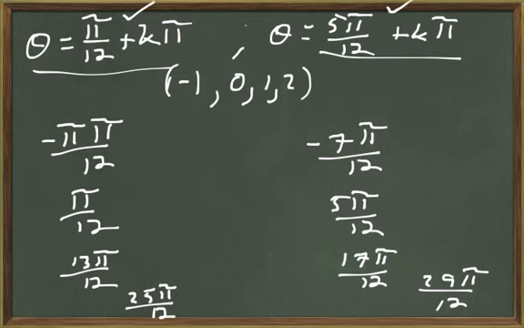Now we just want the interval from 0 to 2 pi. Okay, from 0 to 2 pi. So that eliminates our negative. Okay, so that gets rid of this guy and that guy. Okay, leaves us with pi over 12 and 5 pi over 12, as well as the 13 pi over 12 and the 17 pi over 12. If you look at this guy and that guy, those are bigger than 2 pi, so we get rid of them as well, leaving us with these two and these two as our answer.